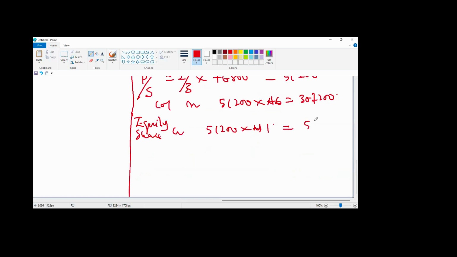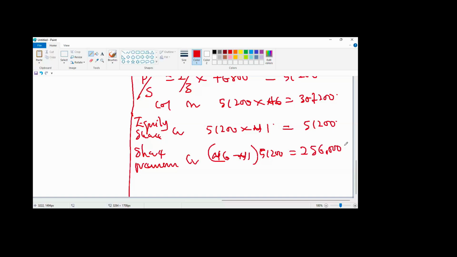Give me 51,200. Then share premium to be credited, $256,000. This is the normal accounting entry to post. I will now ask the question for each cost of investment in exam.